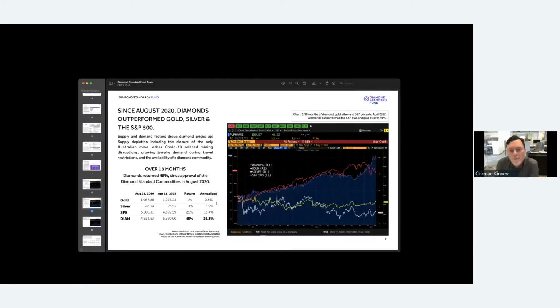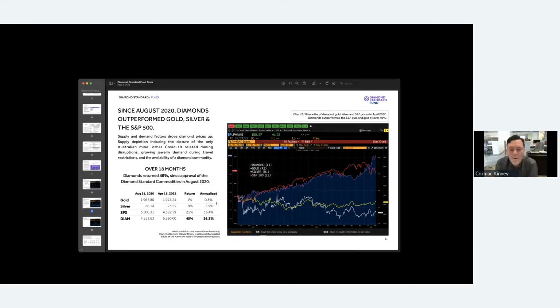However, if you look at the last 18 months, which is the time frame since we received our regulatory approval, diamonds have returned 45%, significantly outperforming gold, very, very significantly by over 25%, but even outperforming the S&P 500, especially recently, where the S&P has started to fall fairly significantly.